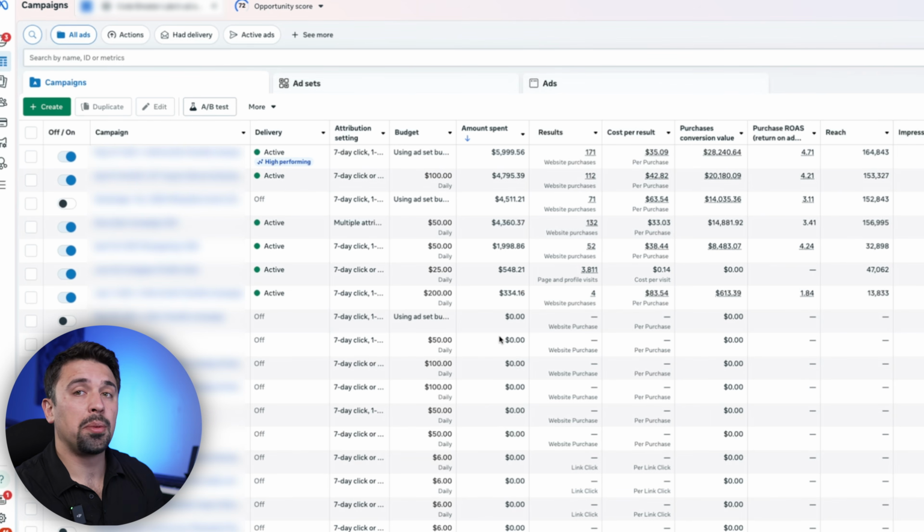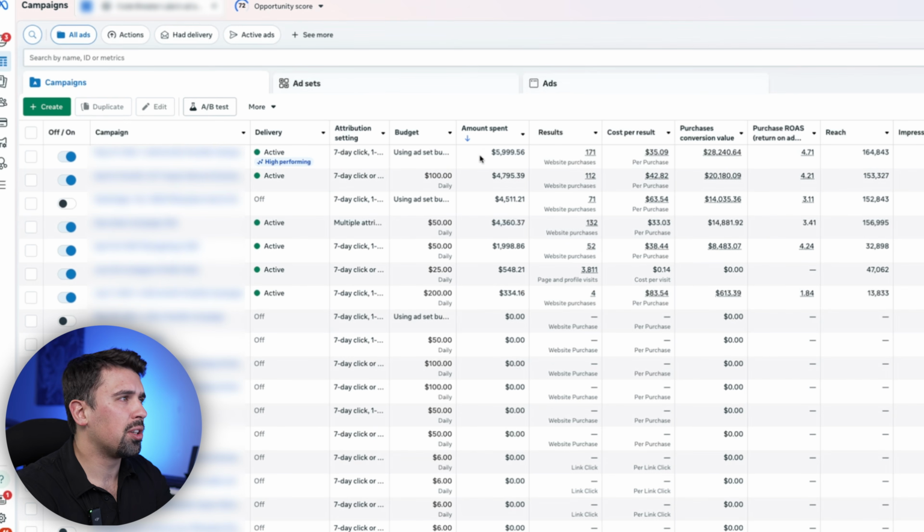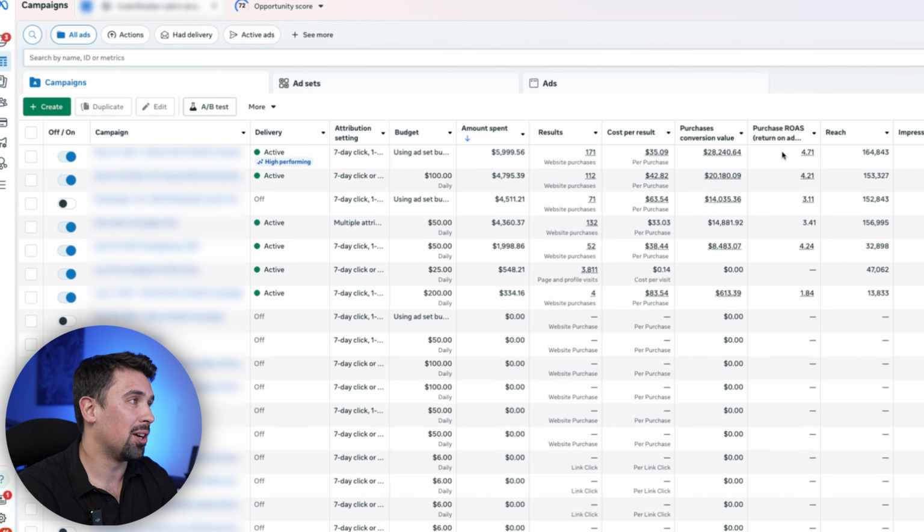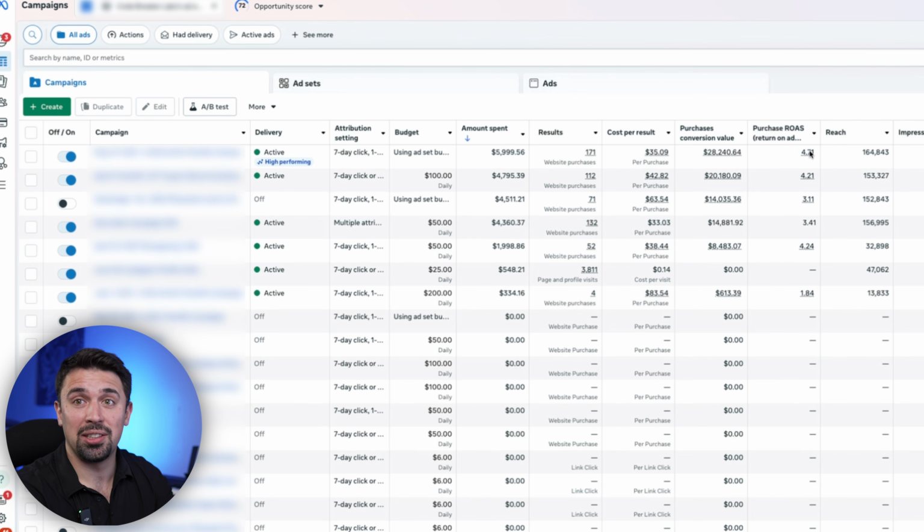So first is going to be amount spent. I always like to look at amount spent. I don't want to have to scroll to see how much I've spent. And usually when I'm assessing my data, I'm always sorting by amount spent. That's something that's pretty crucial. I like to see my results from where I'm spending the most money down to the least. And typically I like to see what we see here, right? The highest spending campaign has the highest ROAS. That's ideal. Okay, so we have our amount spent.